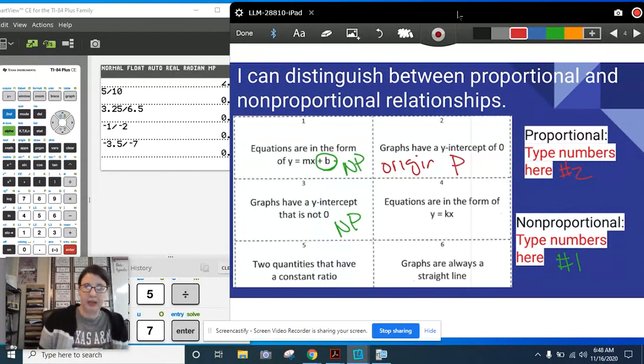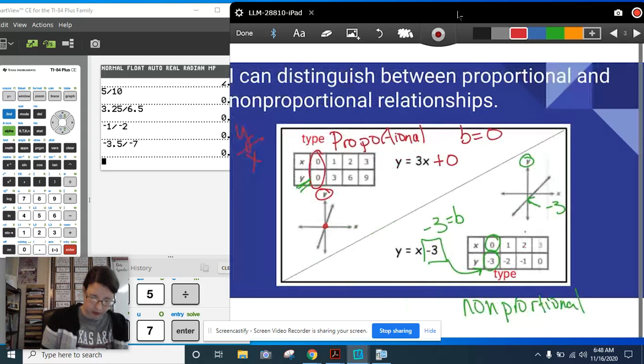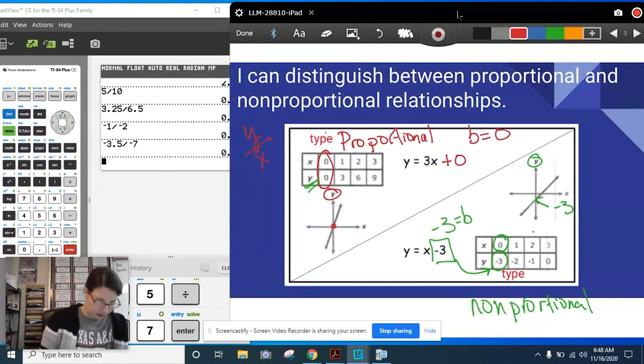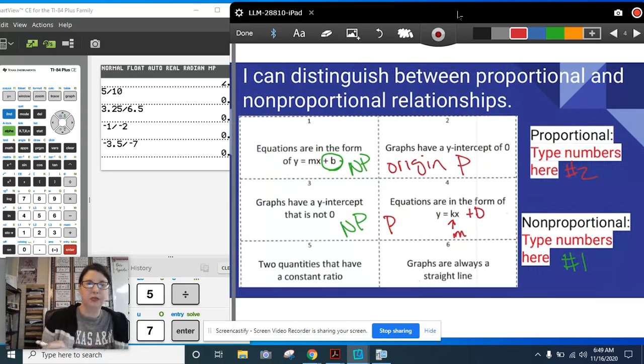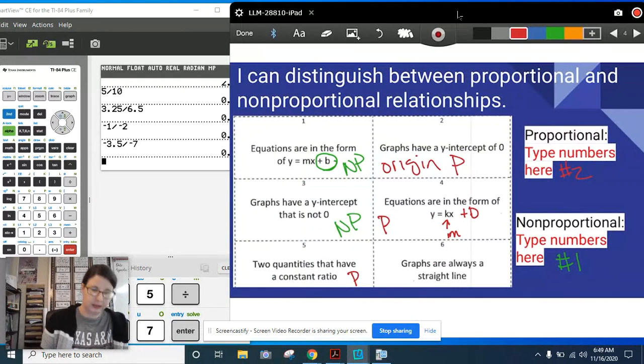Equations are in the form of kx. This is just another way of saying m, and plus b would be 0. So this is going to be a proportional relationship. If they have a constant ratio, or are equal to each other, so if I look at this proportional graph here, 3 divided by 1 is 3. 6 divided by 2 is 3. 9 divided by 3 is 3. Because all of these rates are a constant ratio, that makes this proportional.